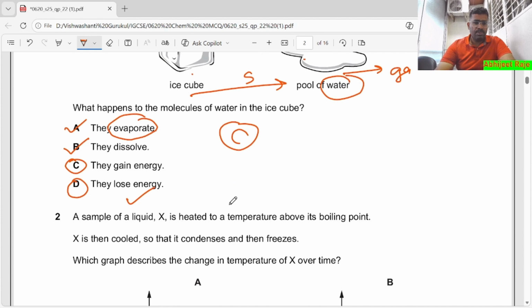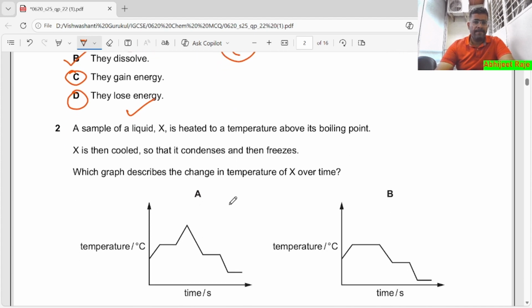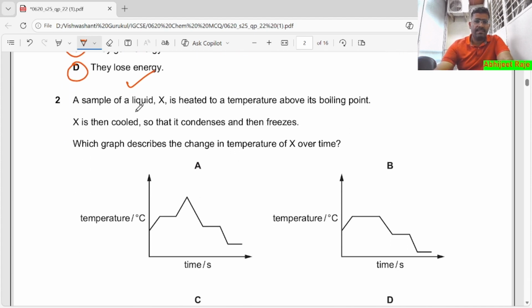Next, move to question number 2. A sample of liquid is heated to a temperature above its boiling point. Then it is cooled, then condensed, then frozen. Which graph describes this? Now, students, this question is simply based upon the heating and cooling curve. This question is very straightforward.